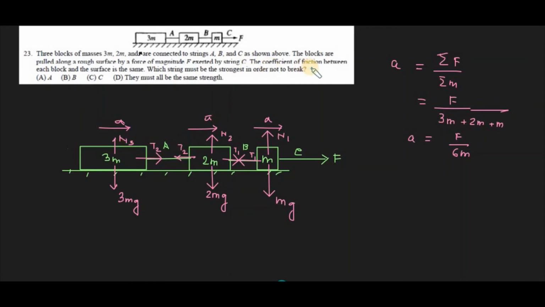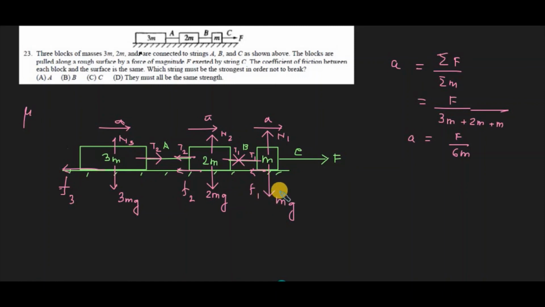One more piece of information: they have mentioned the coefficient of friction between each block and the surface is the same. Here mu represents the coefficient of friction. The frictional force on the third block is F3, on the second block it is F2, and on the first block it is F1.